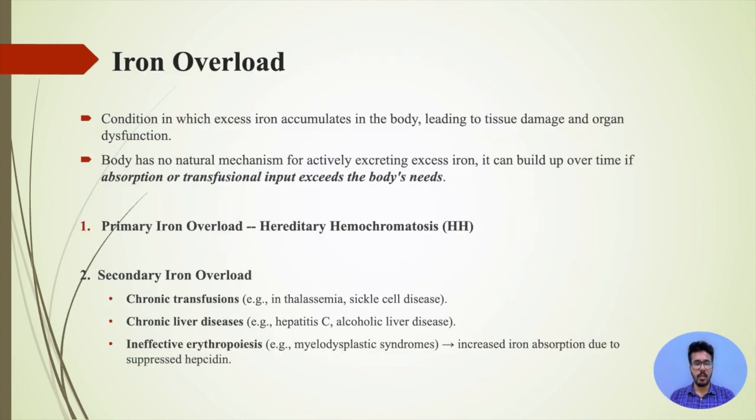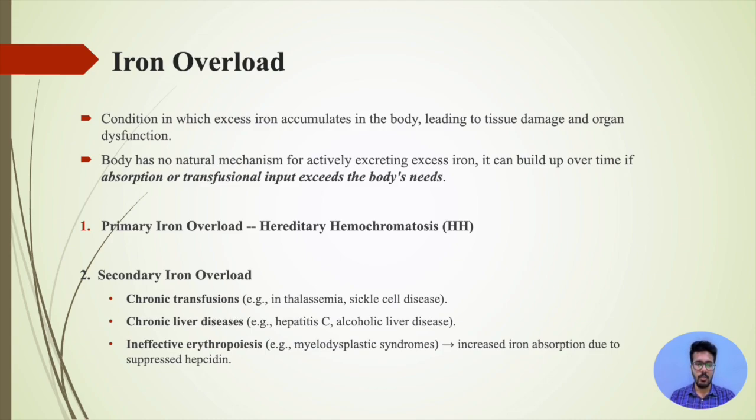Now the other spectrum, which is iron overload. Iron overload is a condition in which excess iron accumulates in the body, leading to tissue damage and organ dysfunction. The body has no natural mechanism for actively excreting excess iron. It can build up over time if absorption or transfusional input exceeds the body's need. Primary iron overload is due to hereditary hemochromatosis, whereas secondary iron overload can be due to multiple reasons.